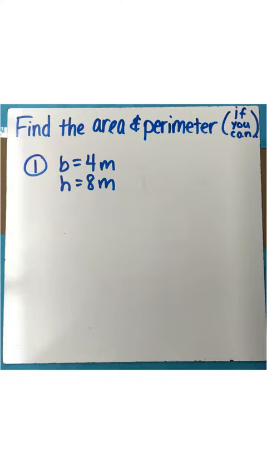For problems 1 to 8, find the area and perimeter if you can. Number 1, you're given the base is 4 meters and the height is 8 meters. The formula for area is area equals base times height. So you plug in your numbers.